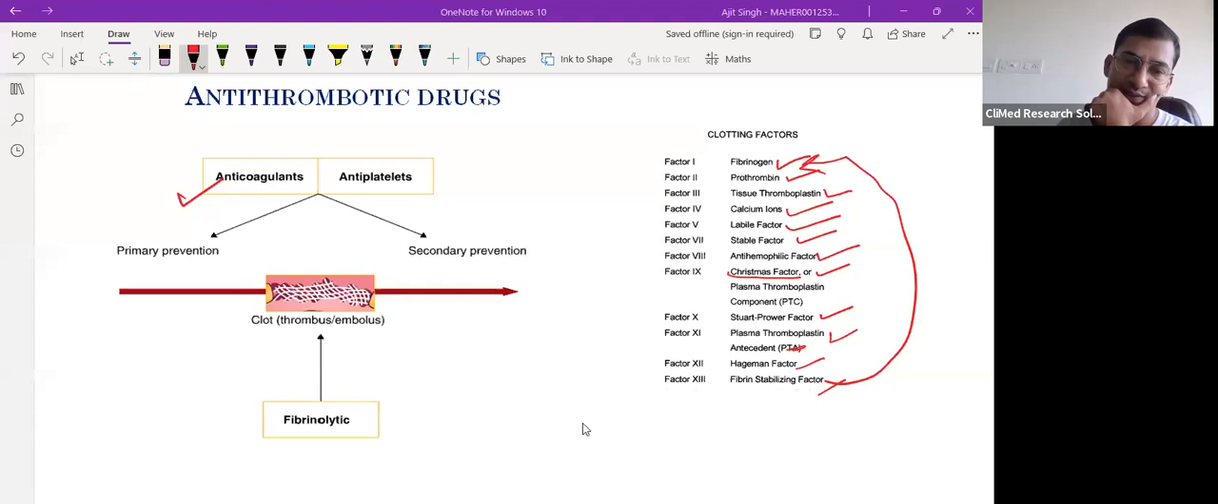Okay, tell me one thing. Indandione derivatives, which affect and alter the coagulation process. Dabigatran, okay, streptokinase, fibrinolysin. Okay. So what's the difference between anticoagulants and fibrinolytics, guys? Tell me, what's the difference between anticoagulants and fibrinolytics? Tell me.